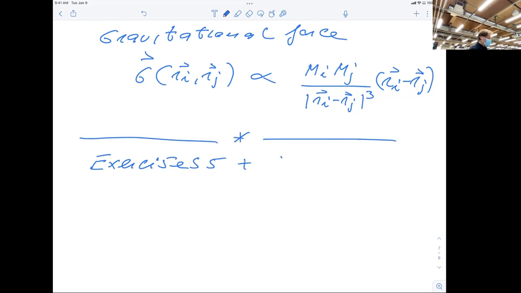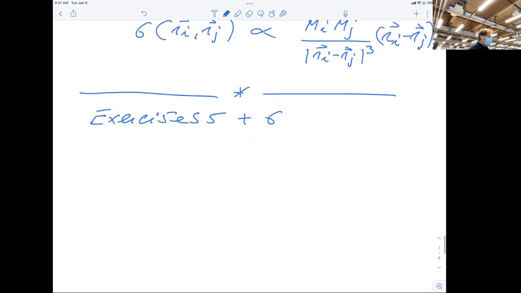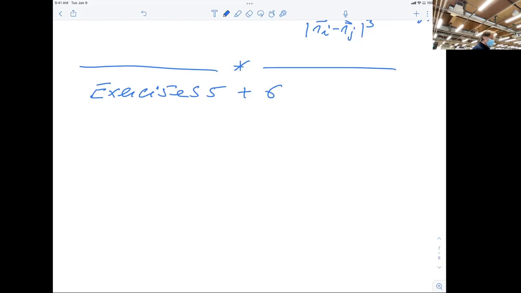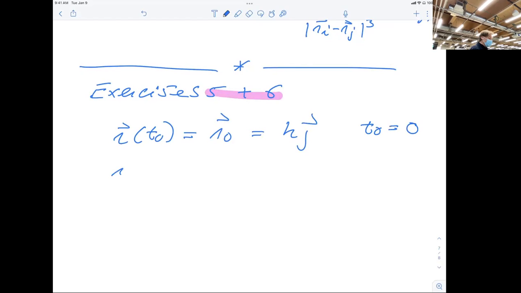Exercises 5 plus 6. In this case, you have a system where you have defined an initial position at the time t0, which we just call r0. This is given by some variable, the height, with a vector j here. And t0 is normally set to 0. It has an initial velocity, v of t0 is equal to v0x times i plus v0y times j.